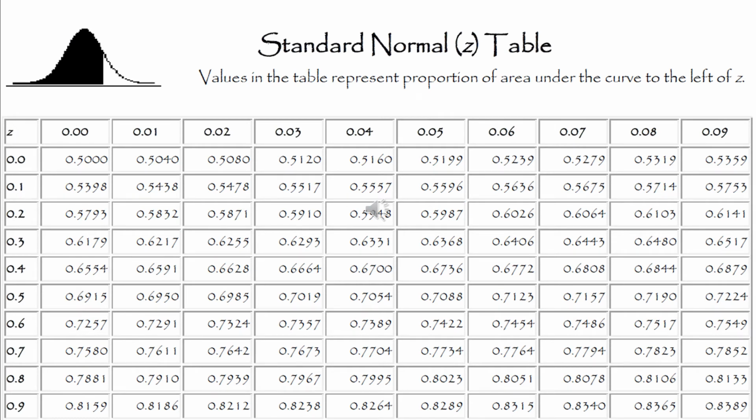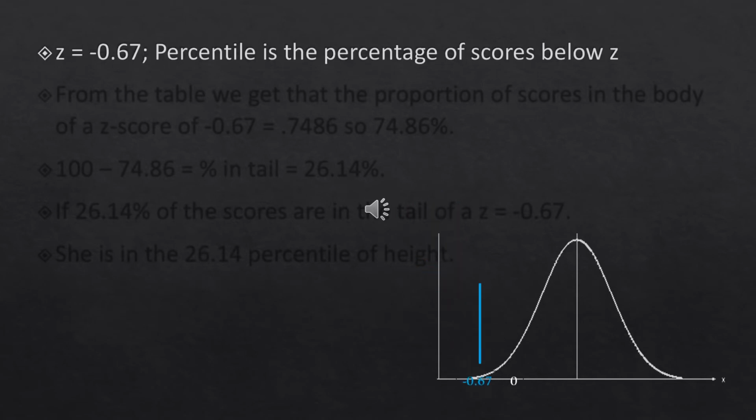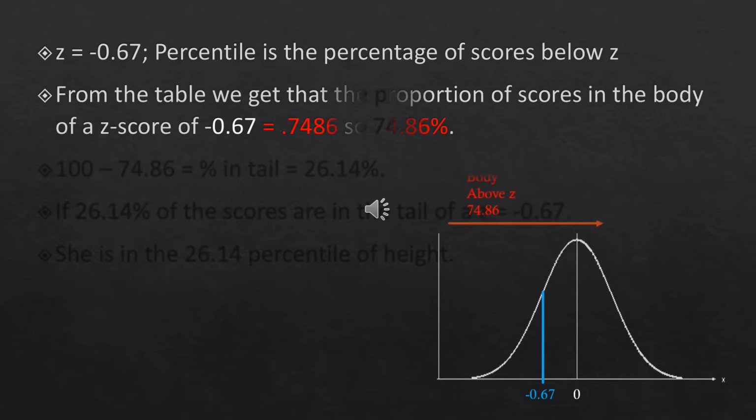So we can see from the z-table that in the body of a 0.67 is 74.86% of the scores. So z is minus 0.67, and the percentile is the percentage of scores below z. From the table, we find that the proportion of scores in the body of a positive z-score, 0.67, is 0.7486. So 74.86% of the scores are in the body of a z-score of 0.67. And 74.86% is also in the body of a z-score of minus 0.67.